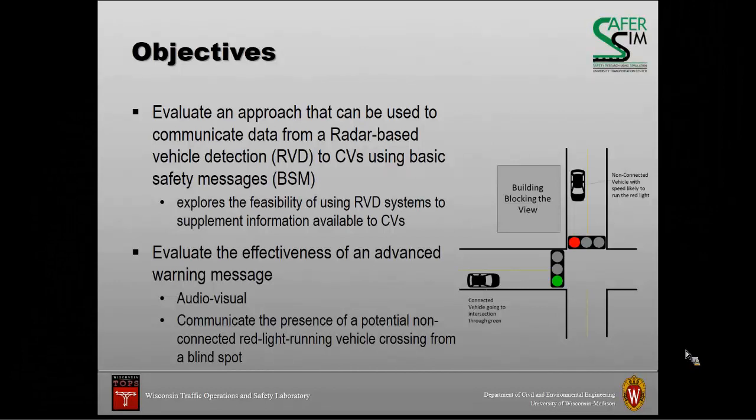And second, we wanted to evaluate the effectiveness of an advanced warning message in the form of audiovisual warnings that's going to be done in the driving simulator. And we want to communicate the presence of a potential non-connected red light running vehicle from a blind spot, as we can see in this figure. So, for the second objective, we did that in the driving simulator, and we collected data about the reaction to the warning system from the participants of the experiment.